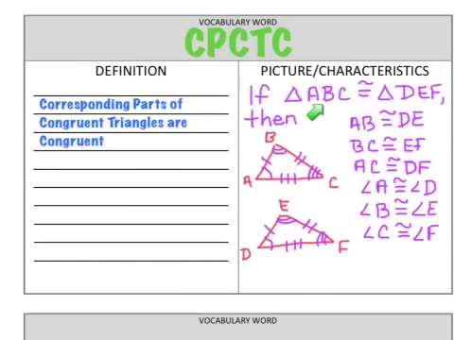So what we did was we listed all of the corresponding parts. AB corresponds to DE. BC corresponds to EF. BC goes with EF, and so on. And then you could talk about the angles too. A has to go with D. So order matters in the way that this is written. We can get a lot from this statement right here.